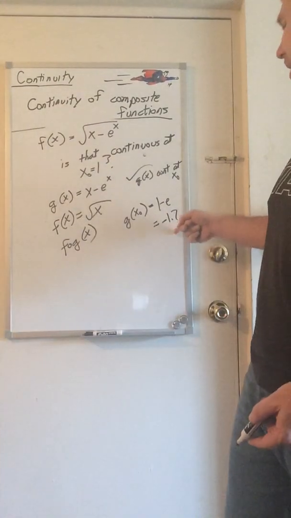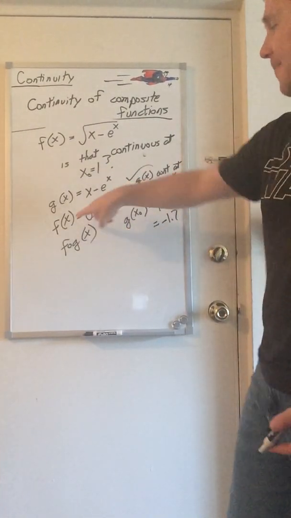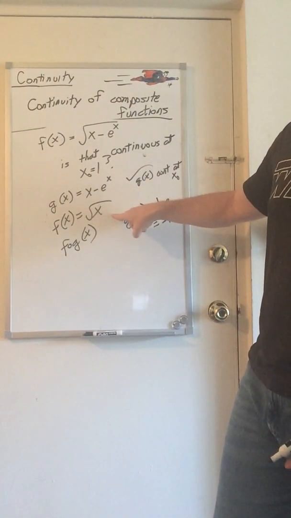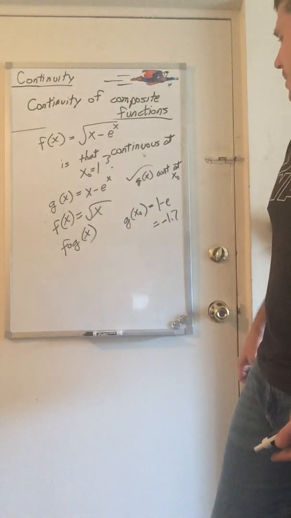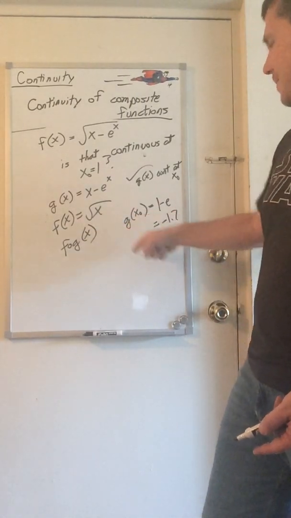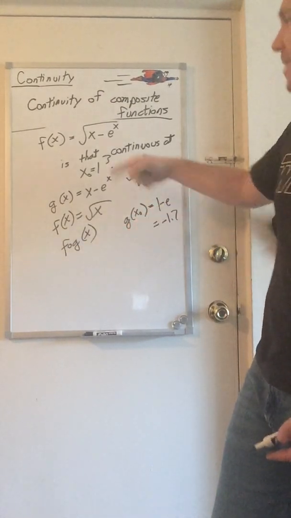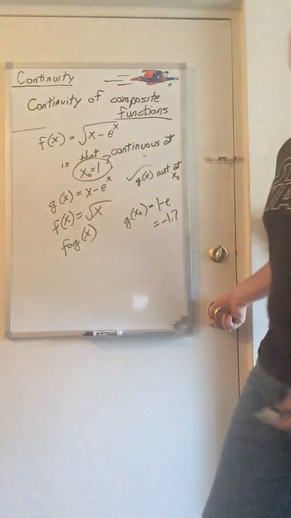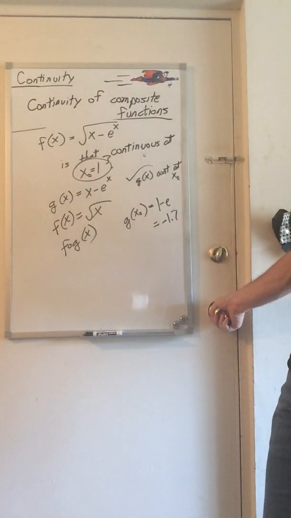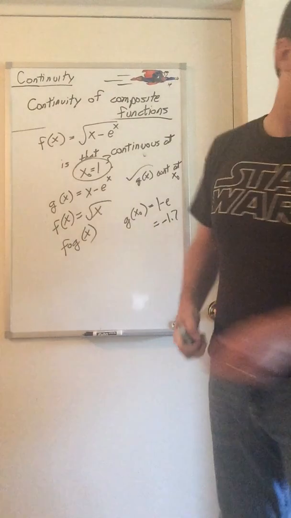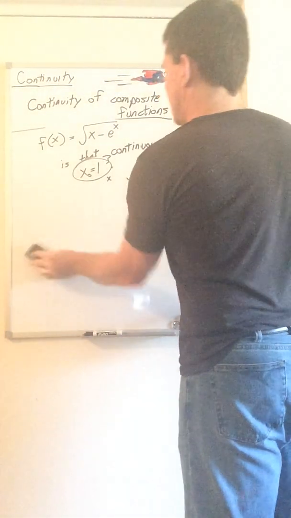Is f defined on an interval containing that point? Well, f is a square root function. Square roots are only defined for x greater than or equal to 0, which means f is not defined on an interval around g of x sub 0. So this function is not continuous at x sub 0 is 1. And the question would be, well, are there x's that it is continuous for? Well, maybe we'll redo this one.